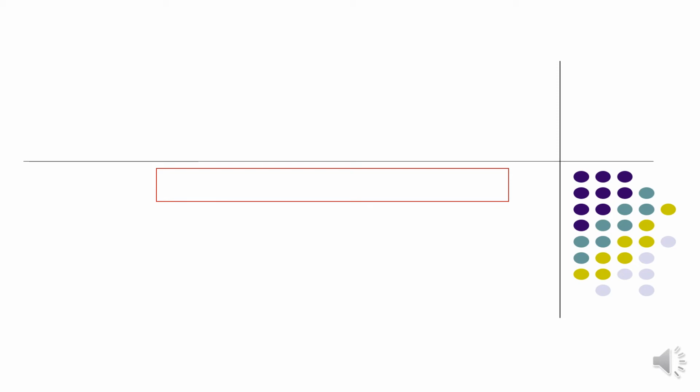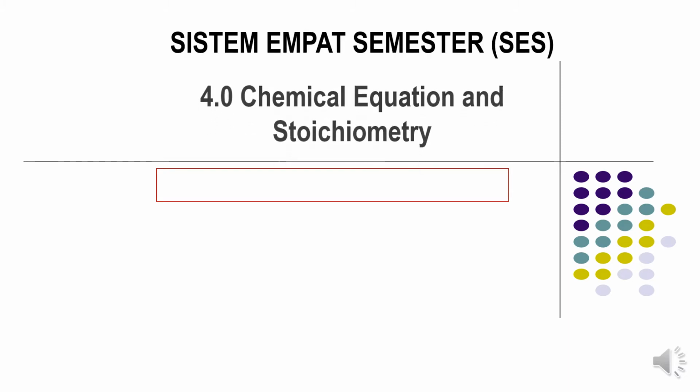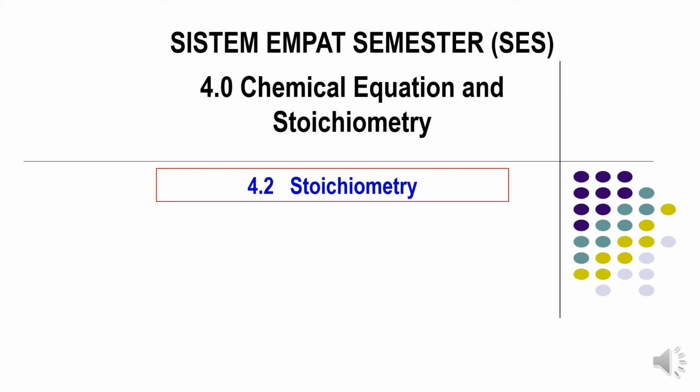Today, we will continue with Chapter 4 Chemical Equation and Stoichiometry. Continue with Subtopic 4.2 Stoichiometry. Part 1, Third Hours.